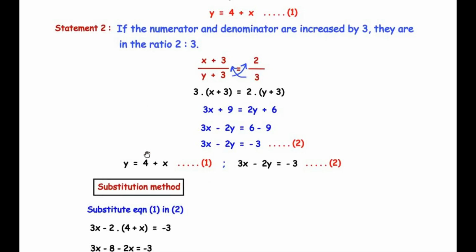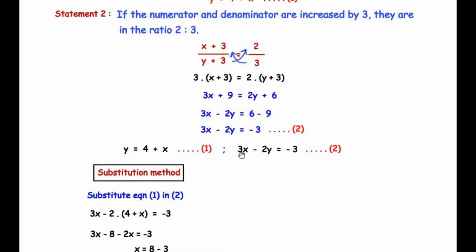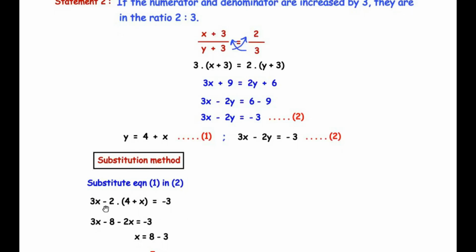We are going to substitute the equation 1 in equation 2. That is, we are going to replace the value of y with 4 plus x. So here we are going to get 3x minus 2 times, now in place of y we have written 4 plus x, is equal to negative 3. Now expanding this bracket we get 3x minus 2 times 4 gives us minus 8, and minus 2 times plus x gives us minus 2x equal to negative 3.